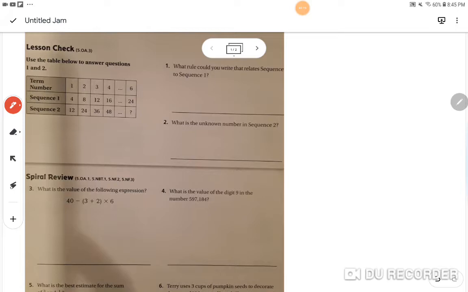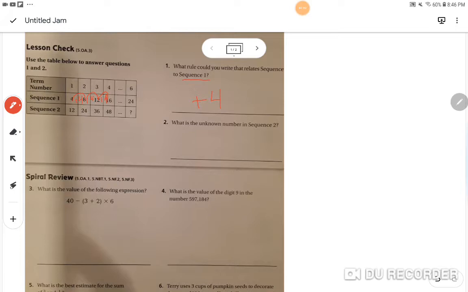So look what it says. What rule could you write to relate with sequence 1? So basically they want to know what's happening to these numbers each time. How do you go from 4 to 8 to 12 to 16? What are they doing? I would say they're adding 4. So the rule would be plus 4. Where did I get that from? 4 plus 4 equals 8. 8 plus 4 equals 12. 12 plus 4 equals 16.